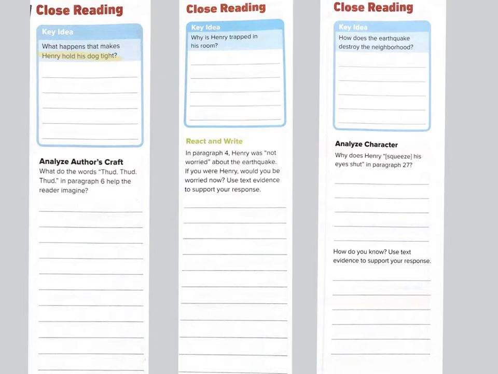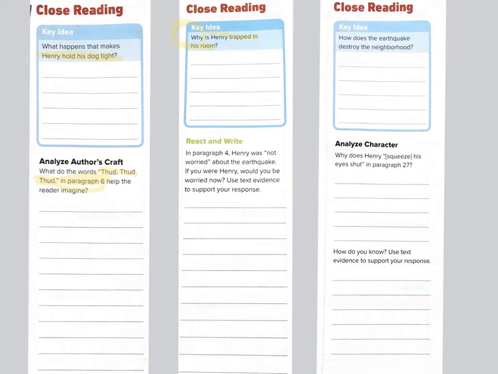What do the words thud, thud, thud in paragraph 6 help the reader imagine? So we're looking at the words thud, thud, thud. When we come to paragraph 6, we need to stop and think about what those words make us think. The next question is, why is Henry trapped in his room? When we come to the part where Henry is trapped in his room, we want to know the why. What's going on before and after that happened?